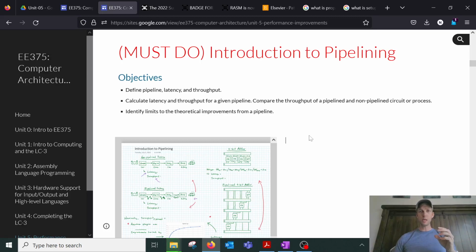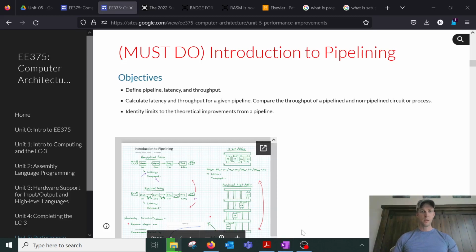So today we want to define what a pipeline is and two particular terms that are important to the concept of pipelining, which are latency and throughput. And then hopefully by the end of these notes, you'll be able to calculate the latency and the throughput for a pipeline and compare the performance between a pipeline and a non-pipelined process. And we'll identify at least two limits to the theoretical improvements we might get from a pipeline.